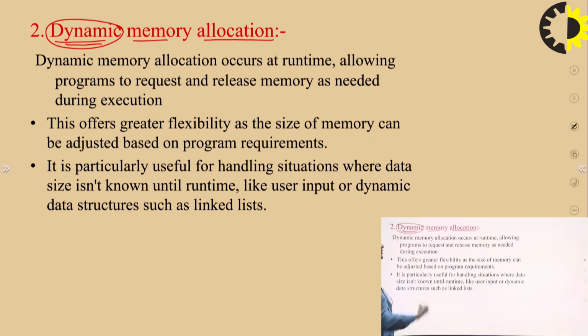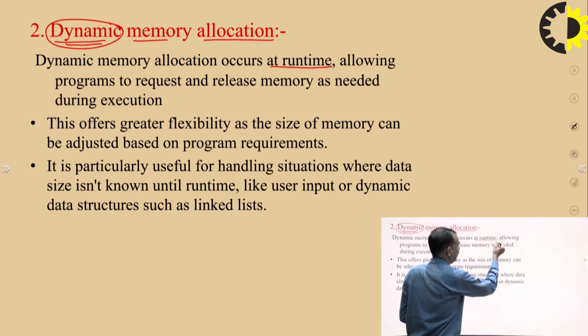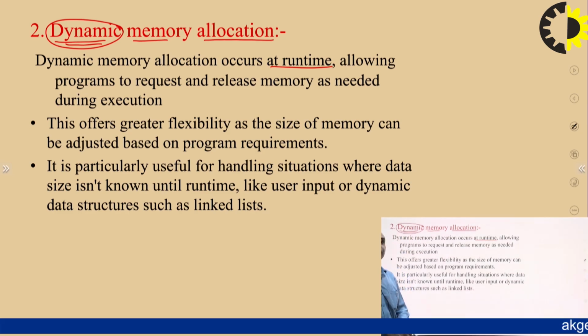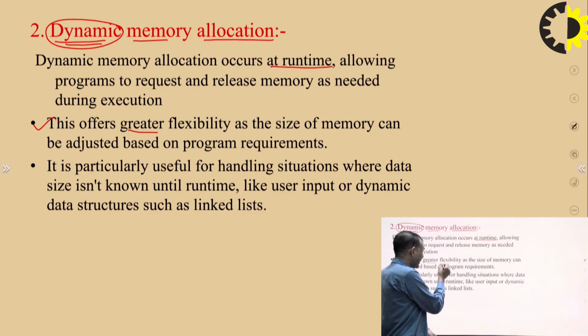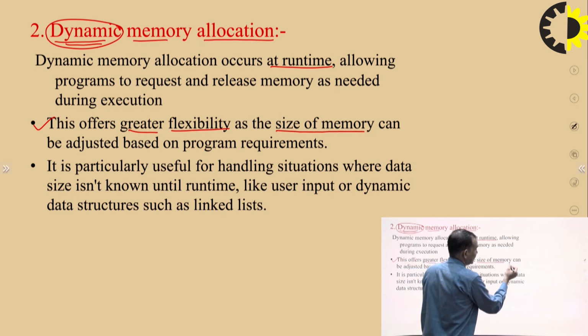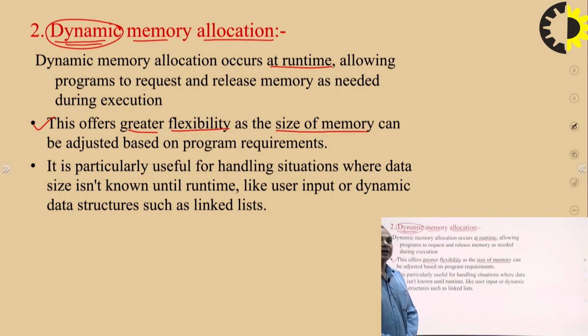Main point: when we are using dynamic memory allocation, it is done at runtime, meaning it allows the program to request or release memory as needed during execution. Second, it offers greater flexibility, as the size of the memory can be adjusted based on the program requirements. In static memory allocation we cannot change the size, but in dynamic it provides the flexibility to change the size of the memory, depending upon the programming requirements.